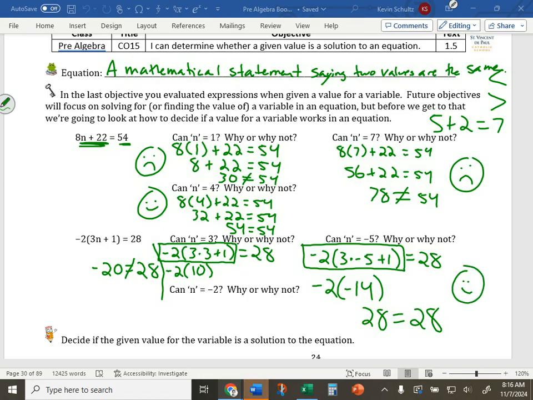No. So do we even have to test negative 2? No. Right? If n is negative 5, it can't be this as well. We don't even have to test it. Okay? We already found the one that does work. But again, parentheses first. Within the parentheses, multiply. Add negative 15 plus 1, negative 14, which multiplied by the negative 2 is positive 28.